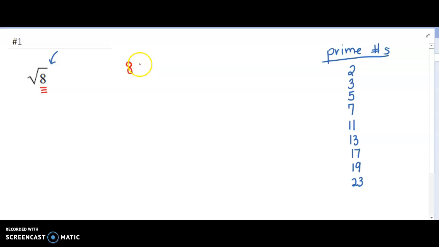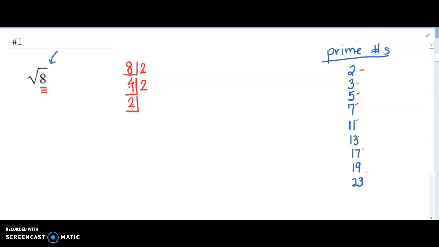All right, so we're going to start with 8 here. Now we're going to break 8 down into its prime factorizations. I'm going to look at these numbers and ask, what, if any, of these is 8 divisible by? Well, 2 can go into 8, so I'm going to say 2. 8 divided by 2 is 4. I'm going to put the 4 here. Then which one of the prime numbers can go into 4? Well, that is 2. 4 divided by 2 is 2.